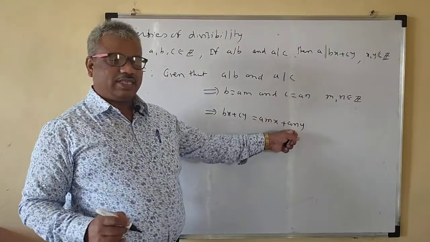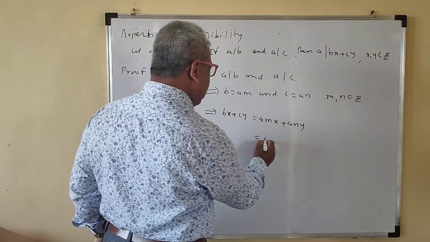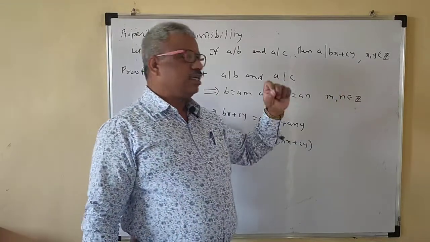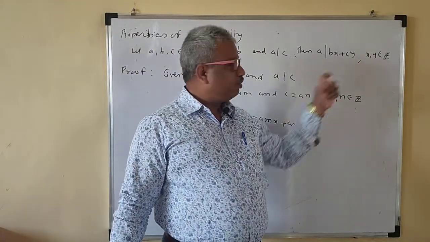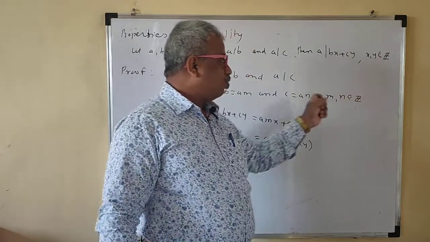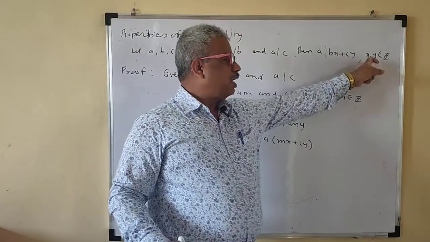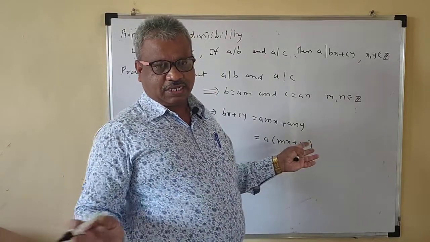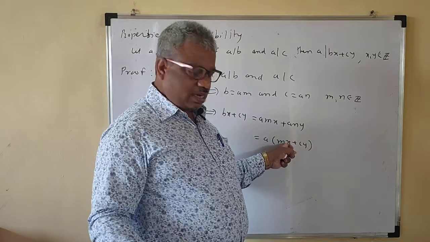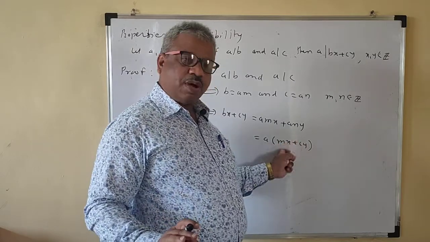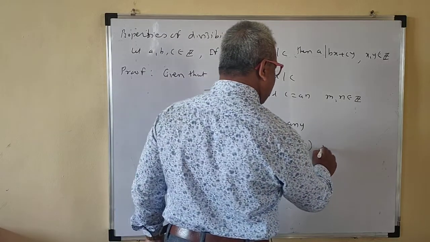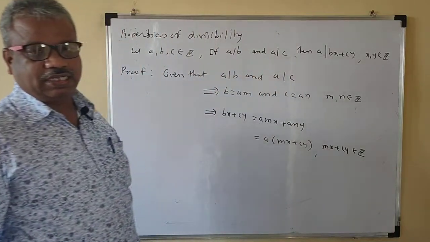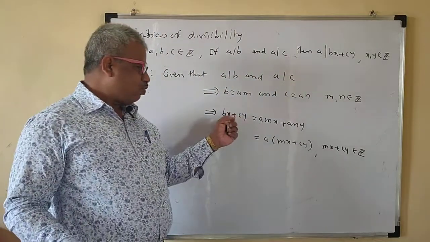Okay. So A is here, I can take A common. So this is A times (mx plus ny). Now note that your m and n are integers. Your x and y are also integers, given to you. So all x, y, m, n are integers. You know that the product of two integers is an integer, and the sum of two integers is an integer, right? So mx is an integer, ny is also an integer, and the sum of two integers is also an integer. So mx plus ny belongs to Z, because the product and the sum of integers are integers.